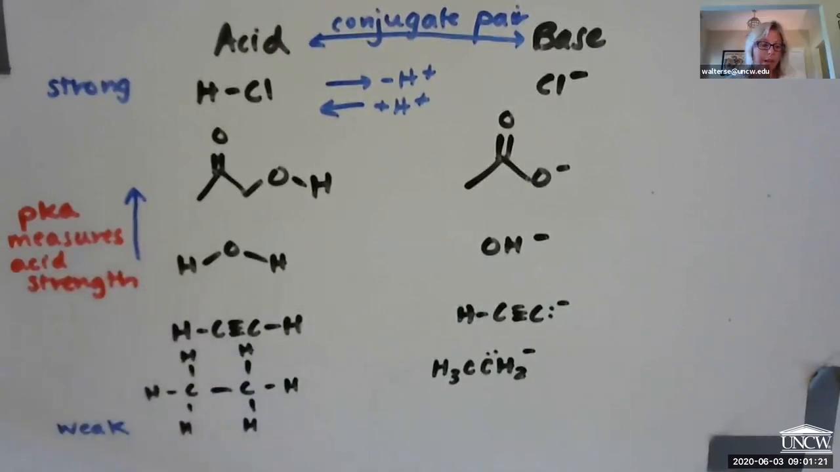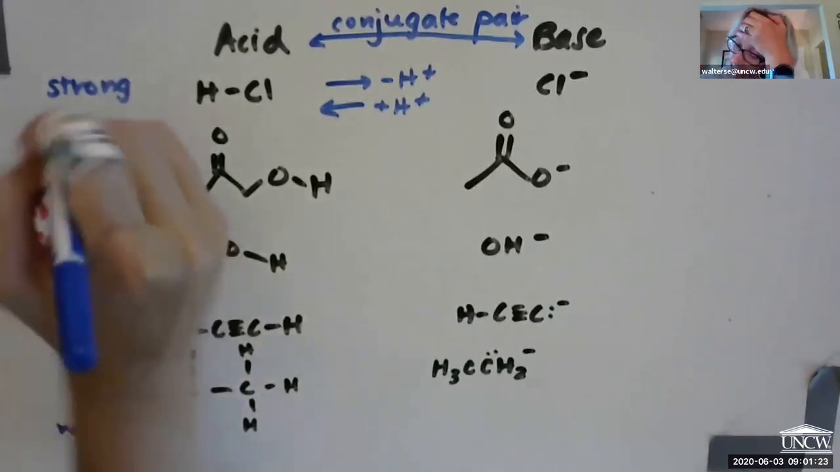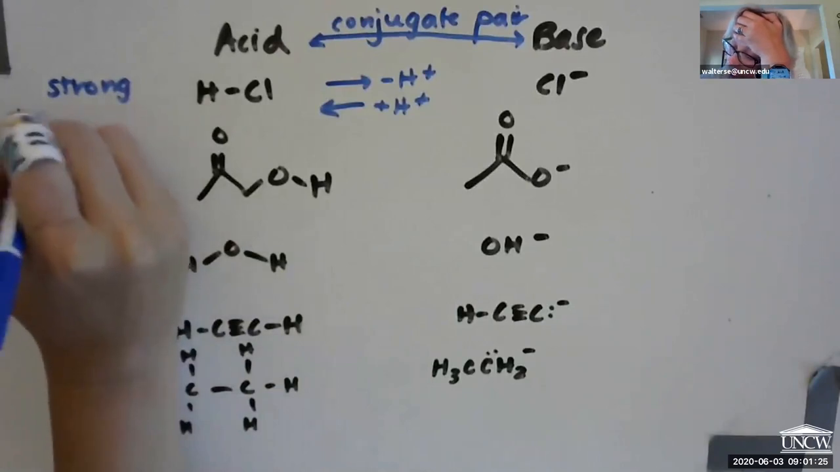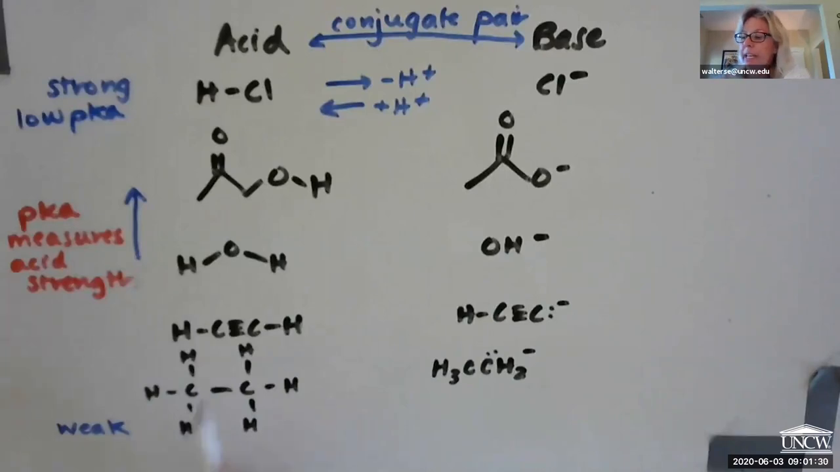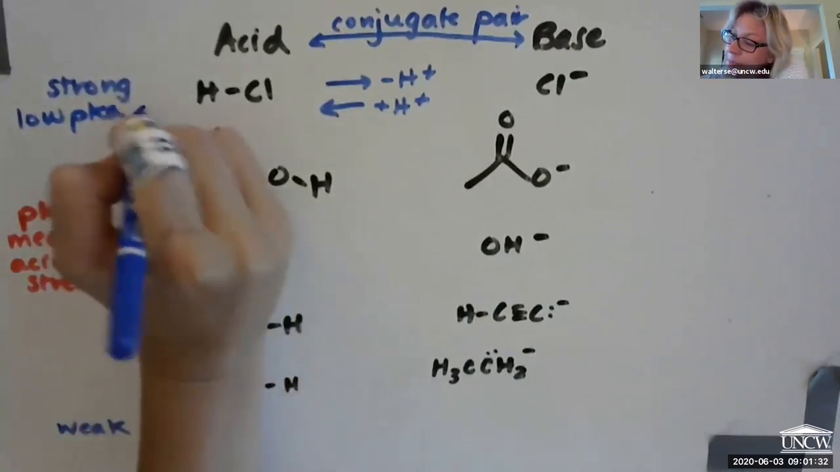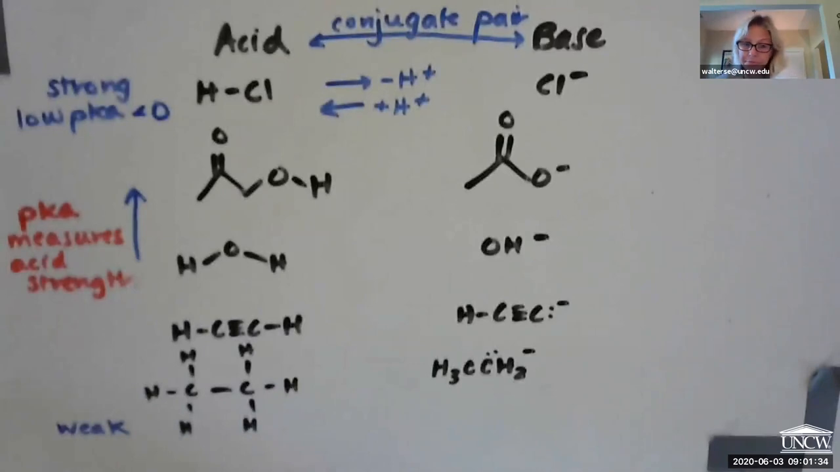Okay. So strong acids have very low pKa values. They're typically less than zero, so they're all negative. Weak acids have high pKa values.